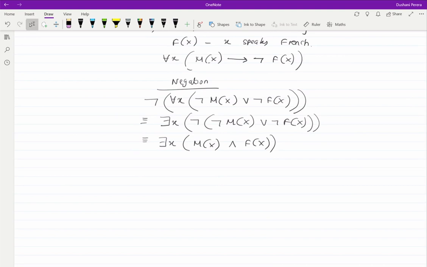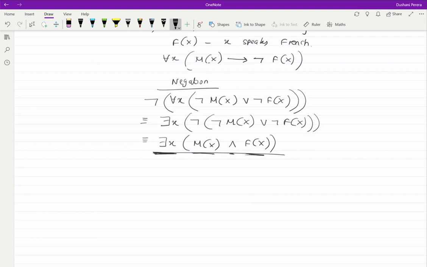Now, our initial statement was no monkey can speak French. So, to give it a counter argument, what we can say is that there is at least one monkey who can speak in French. If the statement is saying that nobody can do it, then to do the opposite we have to prove that there's at least somebody who can do it. So that's what we have done here. There are some monkeys who can speak French. For some x, it's a monkey and it can speak in French.